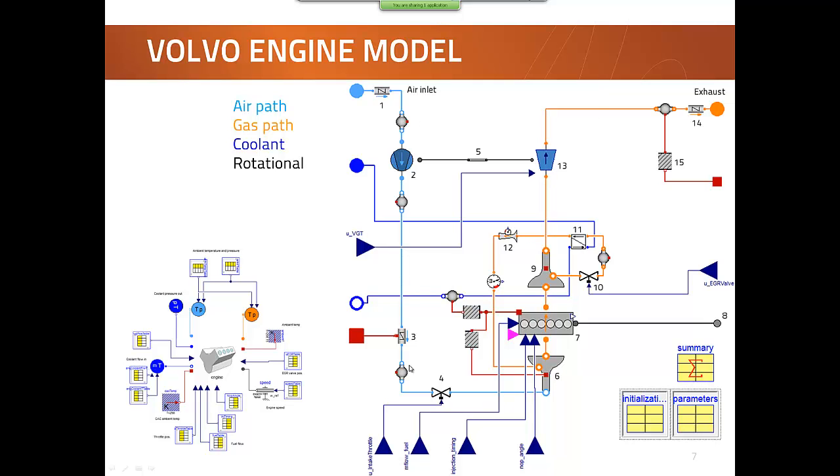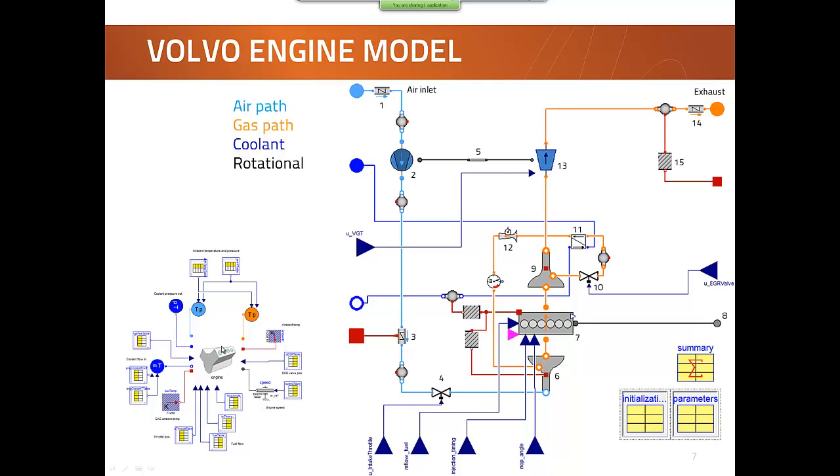So all the volume components also have the option to consider the thermal dynamics of the wall. So there's a solid mass component inside this volume and heat transfer between the gas and the wall. You can see in the exhaust path that we have considered heat transfer between the gas and the wall, and then also heat transfer from the wall to the environment.